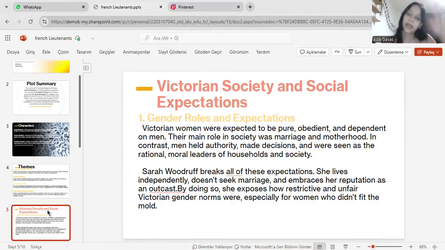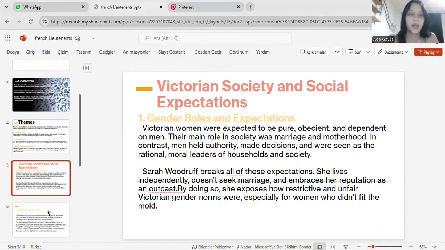So now my subject, Victorian society and social expectations. There are different titles under this subject, and the first one is gender roles and expectations. Victorian women were expected to be pure, obedient, and dependent on men. Their main role in society was marriage and motherhood. In contrast, men held authority, made decisions, and were seen as rational moral leaders of households and society. Sarah Woodruff breaks all of these expectations. She lives independently, doesn't seek marriage, and embraces her reputation as an outcast. By doing so, she exposes how restrictive and unfair Victorian gender norms were, especially for women who didn't fit the mold.